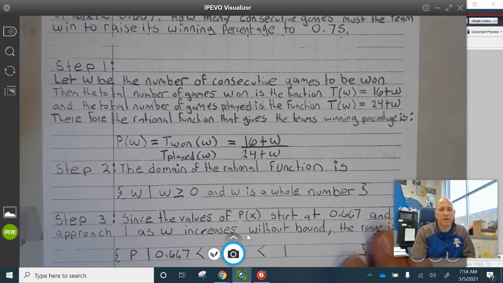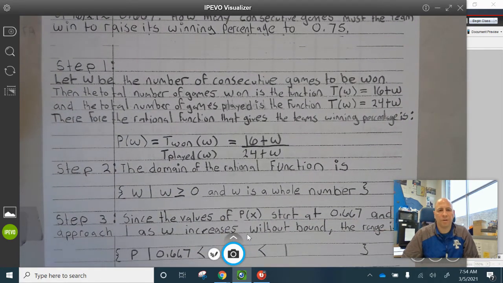Step 1. Let W be the number of consecutive games to be won. Then the total number of games won is a function T of W equals 16 plus W, and the total number of games played is the function T of W equals 24 plus W. Therefore, the rational function that gives a team's winning percentage is P of W equals games won over games played, 16 plus W divided by 24 plus W.